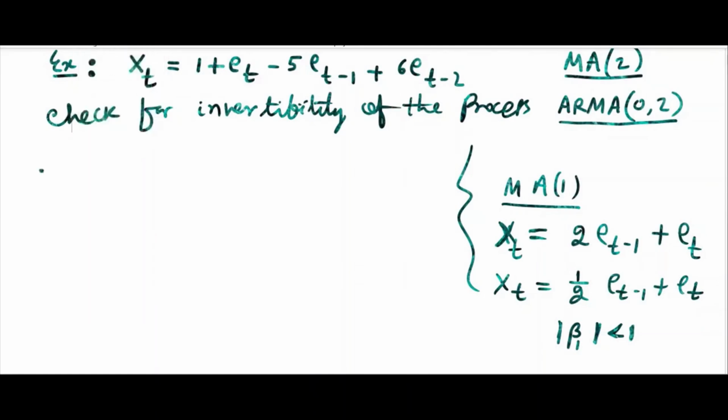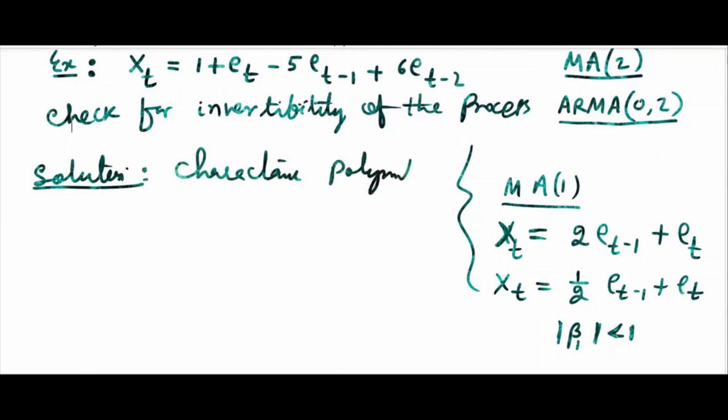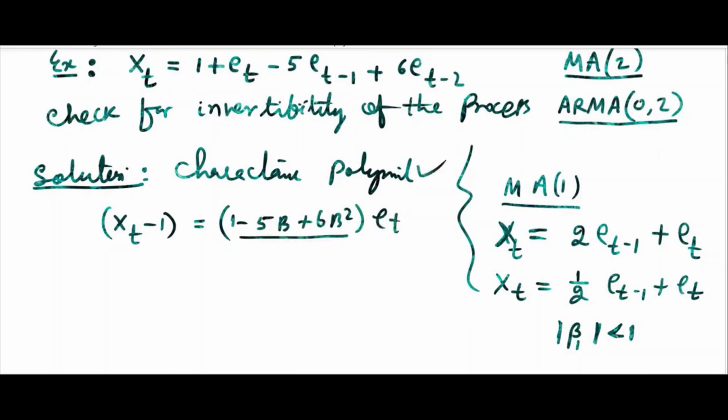We'll do it this way. We'll write the characteristic polynomial. What is that? Remember, X_t, or X_t minus mu, you can write this way always. You take 1 minus 5B plus 6B squared times e_t common. From this one you will get your characteristic polynomial. So replace B by z, 6z squared. You have to equate it to 0.